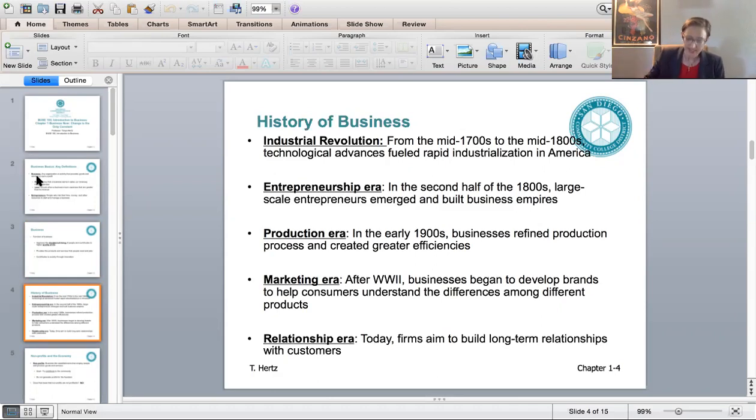That was followed by the entrepreneurship era. During the second half of the 1800s, large-scale entrepreneurs built business empires. They generated wealth for society. They raised the standard of living. And in the early part of the 1900s, major businesses refined their production processes and they created greater efficiencies. We also often call the production era the efficiency era.